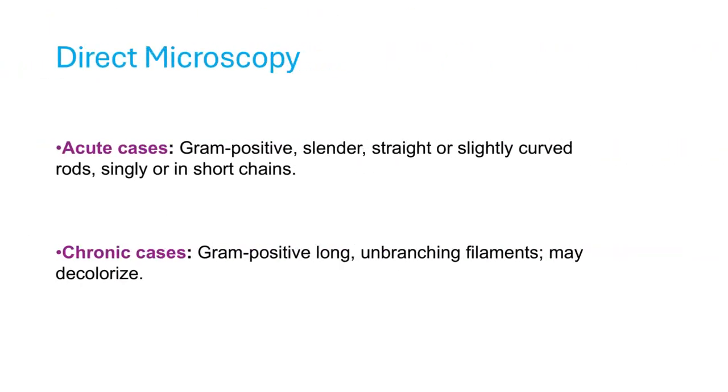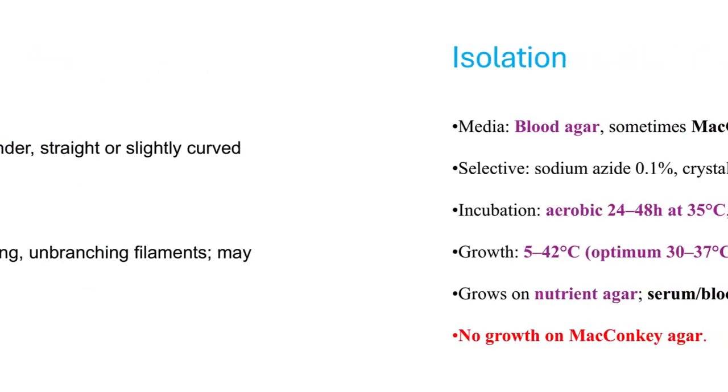Microscopy shows different morphologies depending on the disease form. In acute cases, the organism appears as slender gram-positive rods, singly or in short chains. In chronic cases, long, unbranching filaments are seen, which may partially decolorize.